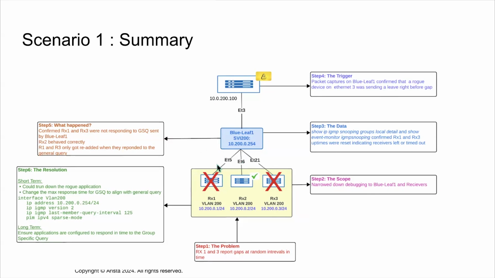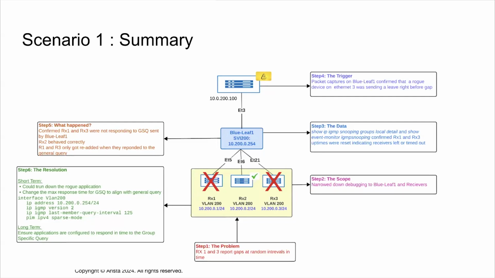We saw that our querier started to initiate a group-specific query, which is expected. But then once this was sent, only receiver 2 responded. Receiver 1 and 3 were silent. And so they got timed out in the snooping table because the querier considered them stale. Now, in order to resolve issues like this, well, the long term, the answer is simple. We need to make our applications more robust and make sure that they understand the group-specific query and they respond within the time frame that's specified in the query. 1, they have to respond, and 2, they have to always respond within that max response time that's set.